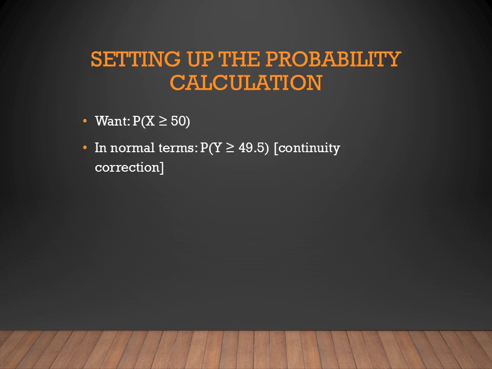We want to find the probability that at least 50 students pass. When using the normal approximation, we apply a continuity correction because the normal distribution is continuous, while our original binomial is discrete. This means instead of calculating the probability at 50, we look at 49.5. So, we'll compute the probability that our normal variable is greater than or equal to 49.5.